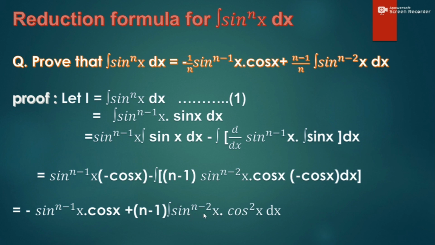Then sin^(n-2) x into cos square x. This cos square x can also be expressed in terms of sine. We use cos square x is equal to 1 minus sin square x. Then we replace this cos square x in terms of 1 minus sin square x.